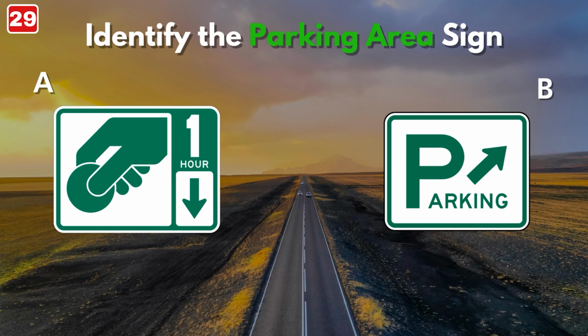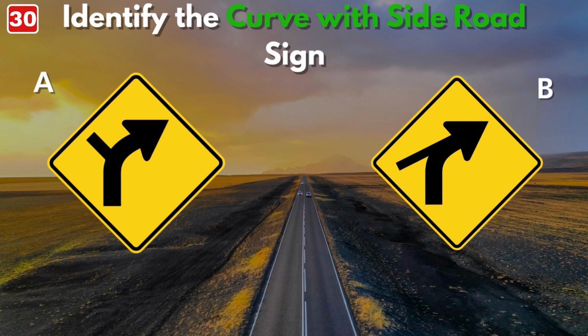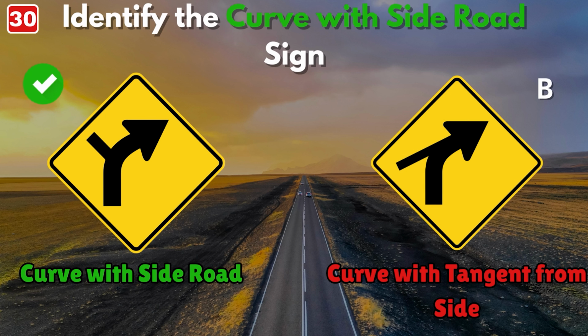Identify the parking area sign. Splendid. B is the parking area sign. Identify the curve with side road sign. Tremendous. A is the curve with side road sign.